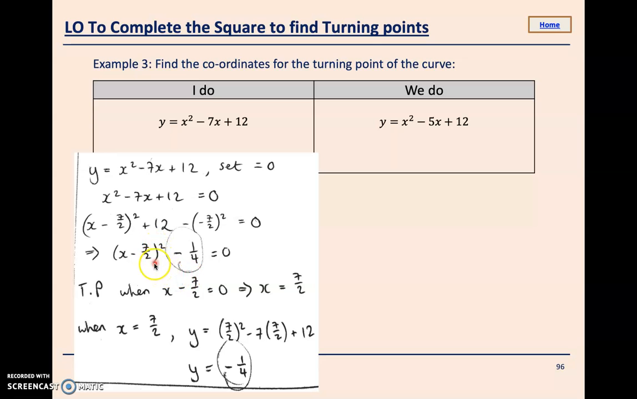So our turning point is going to be when this here is equal to 0, so when x is equal to 7 over 2. We plug that back into what our curve was at the start, y is equal to x squared minus 7x plus 12. We plug our 7 over 2 into there, and we get y is equal to minus a quarter. So the minimum of our curve, the turning point, is when x is equal to 7 over 2 and y is equal to minus a quarter. So if you can pause the video now and spend 3 minutes trying to solve the We Do.